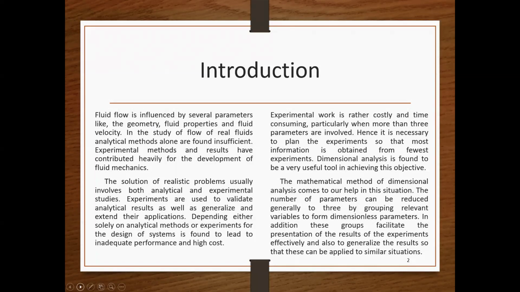So the mathematical method of dimensional analysis comes to our help in these situations. The number of parameters can generally be reduced to 3 by grouping relevant variables to form dimensionless parameters. In addition, these groups facilitate the presentation of the results of the experiment effectively and also help to generalize the results so that they can be applied to similar situations.